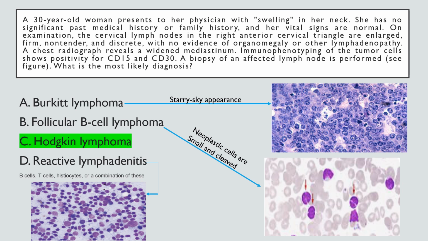Option D is incorrect because reactive lymphadenitis is a benign condition caused by infection or inflammation. It is typically associated with painful lymph nodes and shows hyperplasia of immune cells, such as B cells, T lymphocytes, histiocytes, or a combination of these, depending on what the actual etiology is. This patient's painless firm lymphadenopathy suggests a malignant cause rather than a reactive process.